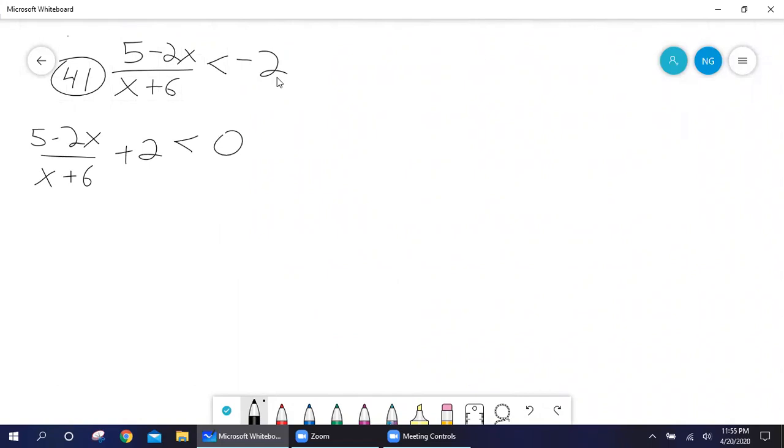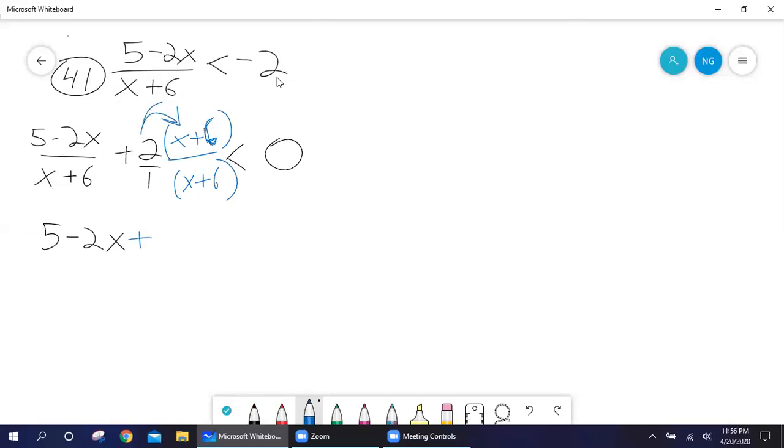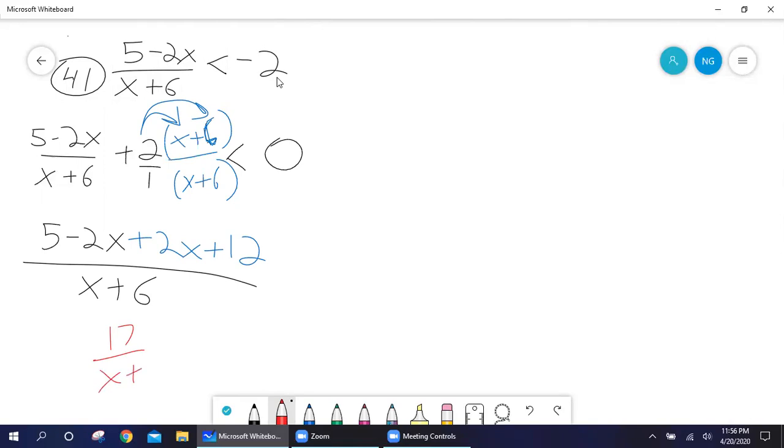Now, though, I need to combine these fractions. Think of 2 as 2 over 1. I've got to be able to combine these fractions, meaning I'm going to have to multiply this fraction by x plus 6 on top and bottom. So this will turn into 5 minus 2x plus, if I distribute the 2, 2x plus 12, all over the common denominator of x plus 6. This becomes 17 over x plus 6 is less than 0.